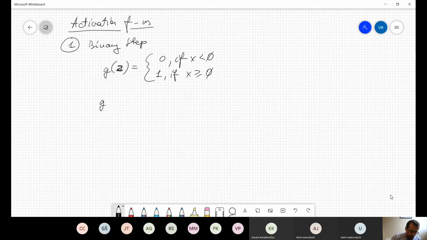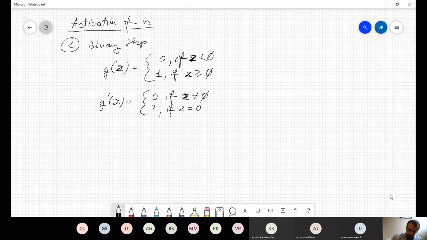The derivative of this function is actually 0 if z is not equal to 0, and undefined if z equals 0. So basically, this is something that can be drawn like this.